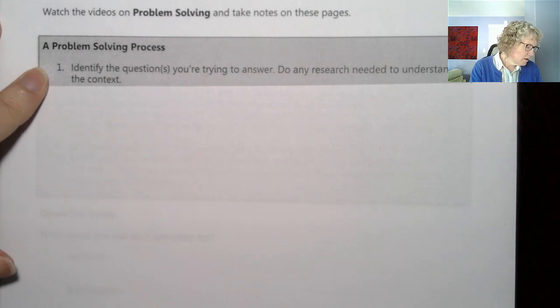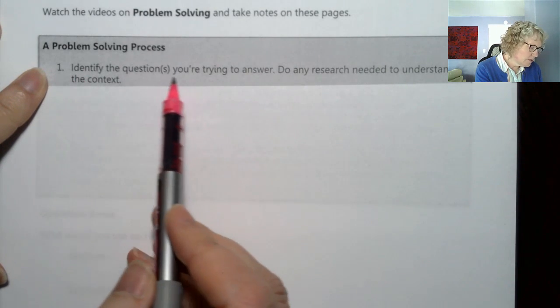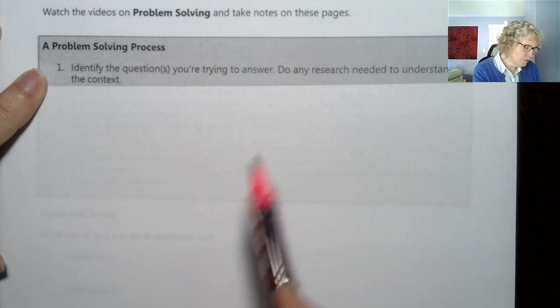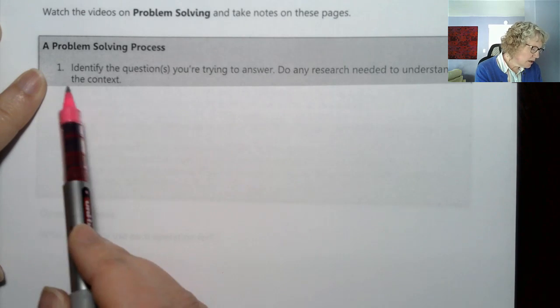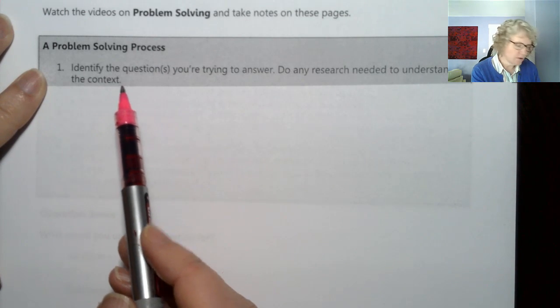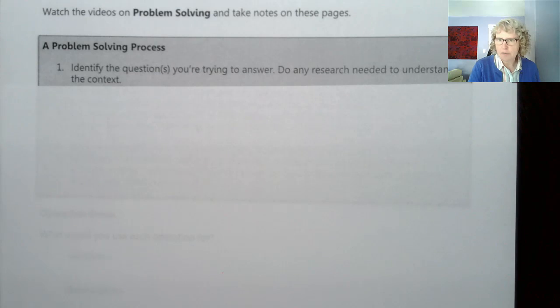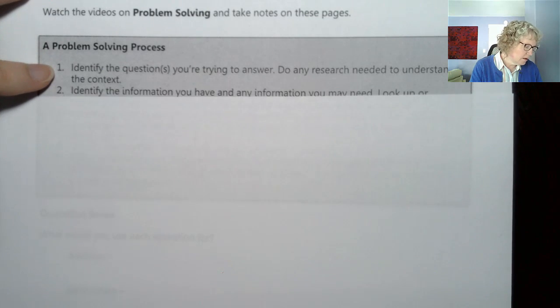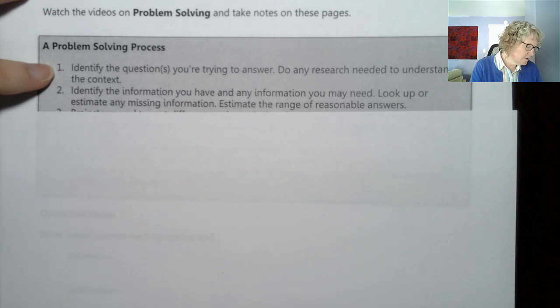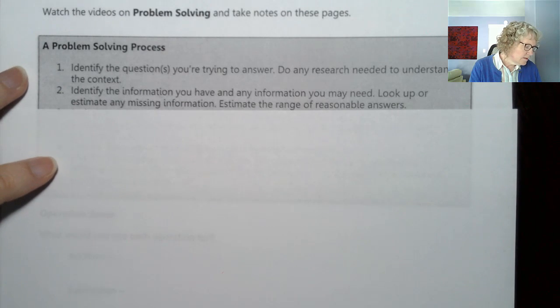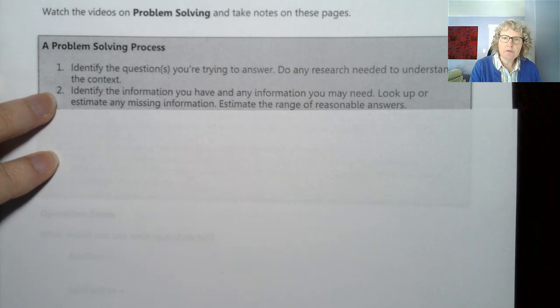So first step is to identify the question you're trying to answer. So what are you trying to do? And do any research needed to understand the context. Okay, so gather any information you need to understand the problem. Kind of makes sense. Then step 2 is identify the information you have and information you may need.